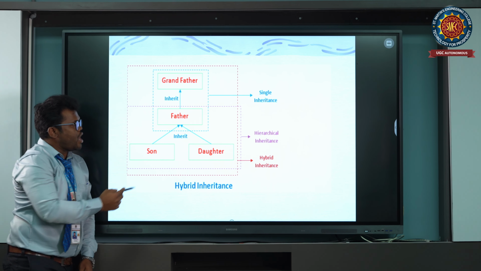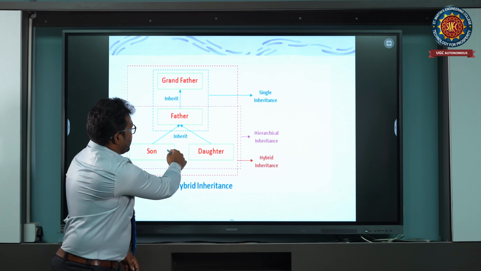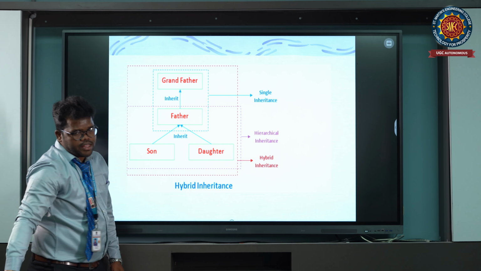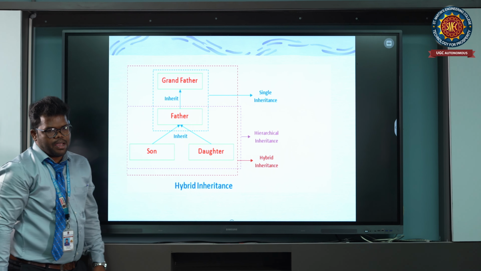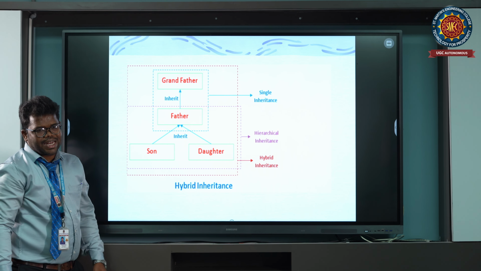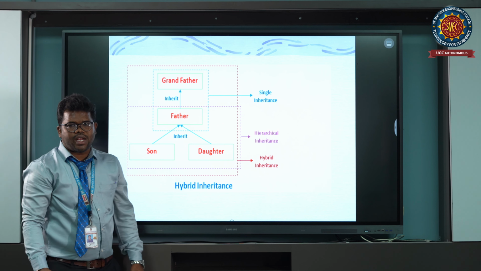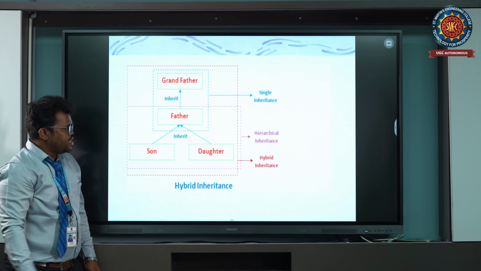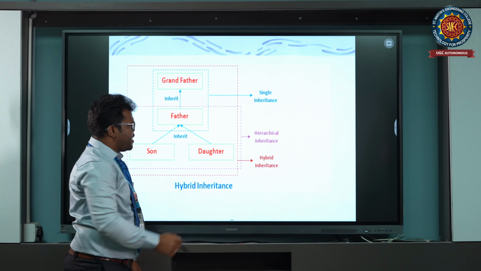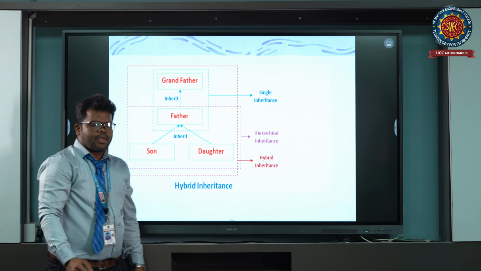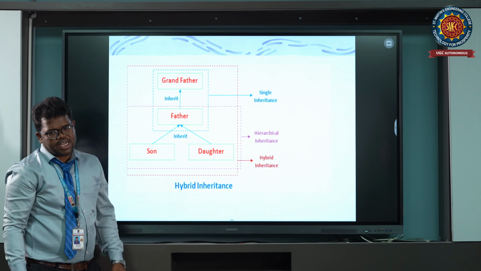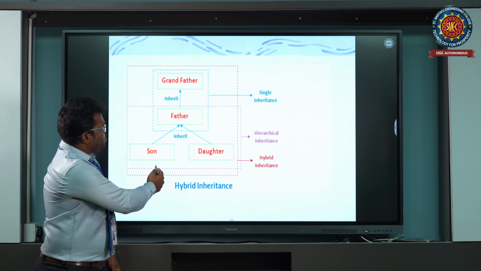Another type of inheritance is there. That is multiple inheritance. Java does not support multiple inheritance. Why? Because of the complexity of inheritance. That's why Java does not support multiple inheritance.